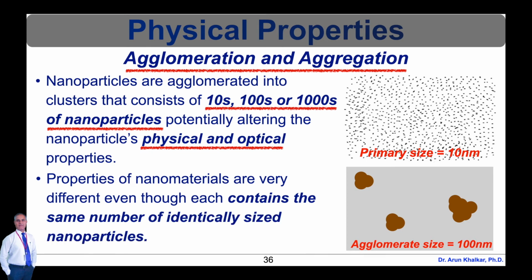optical properties. The figure to the right shows a schematic of 20 10-nanometer nanoparticles dispersed individually on top, or clustered into 100 nanometer agglomerates on bottom. It is clear that the properties of these two samples are very different even though each contains the same number of identically sized nanoparticles. Applying shear forces to nanoparticle agglomerates can break the agglomerates into two or more pieces.